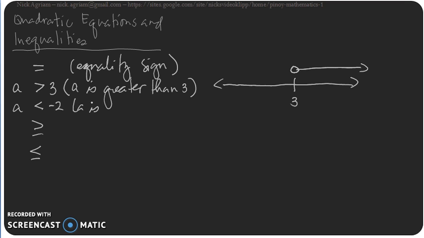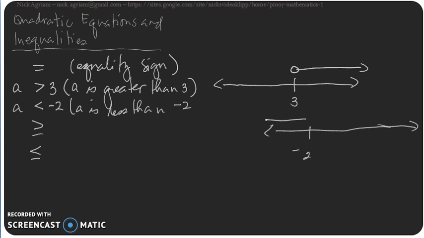A is less than -2. So if this is our number line, here is -2, then we're talking about this part, and we have it like that. That means -2 is not included.